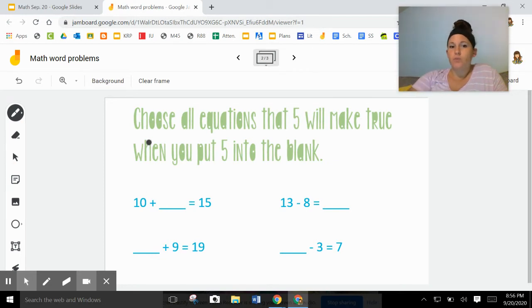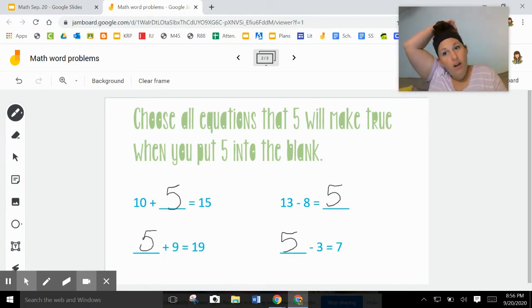So this one wants me to choose all equations that will make them true when I put 5 in each blank. So the first thing I'm going to do is put 5 in each one of these blanks. I'm going to pretend like 5 is the missing number in all of these, and then I'm just going to solve each one of them and figure out if that 5 makes sense. So this is where a scrap sheet of paper would be really helpful, because you need room to draw a tens frame or do circles, whatever drawing or strategy you use, or a number line, to get your answer.